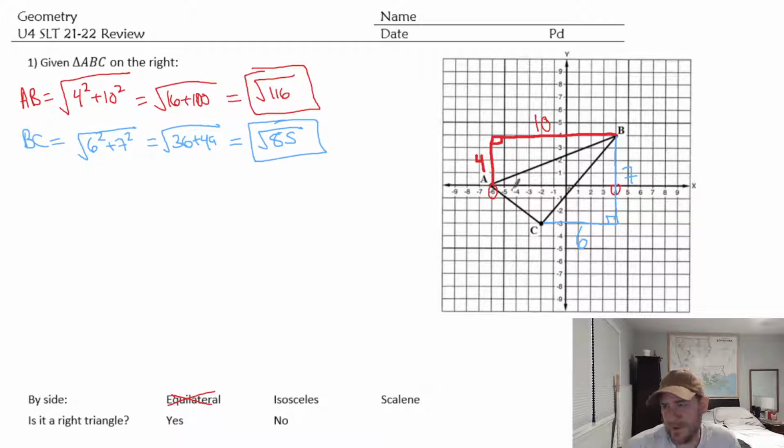But maybe this third side looks short. I'm definitely getting scalene vibes off of this thing. But you do your math anyway, because if this side somehow turns out to be root 85 also, then you'll be isosceles. So let's just do the math and see. So from here I'll drop down, from here I'll run over. I see 1, 2, 3, and I see 1, 2, 3, 4.